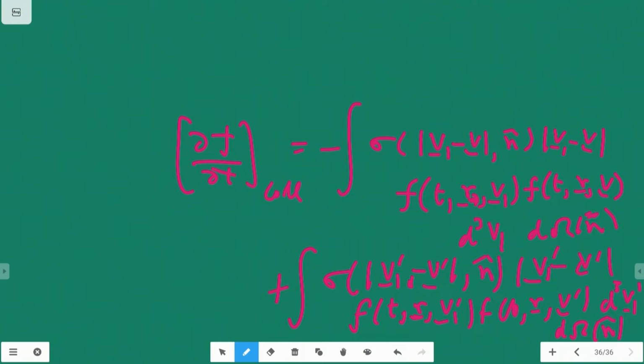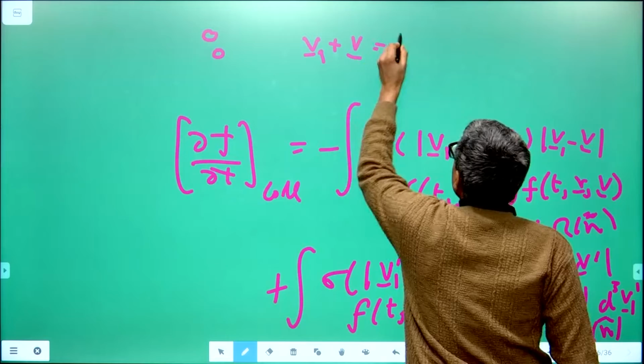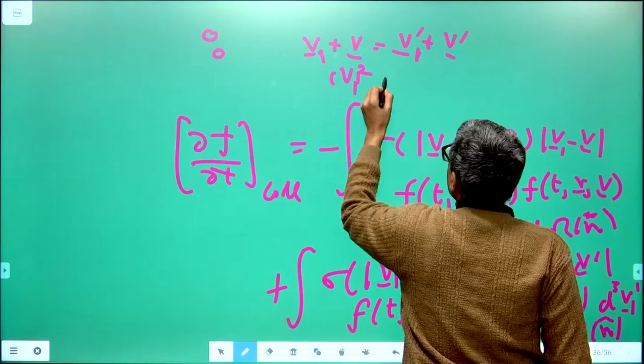Now, you note one thing from the theory of binary collisions. If you look at a binary collision, you can approximate it by an elastic collision in which the total momentum remains conserved. Particles are of equal mass. So, v1 + v = v1 prime + v prime. And also the energy is conserved, namely |v1|² + |v|² = |v1 prime|² + |v prime|².